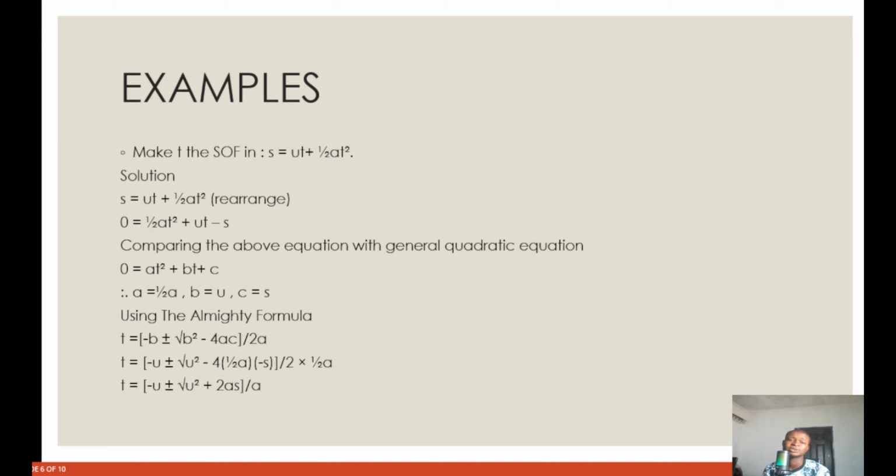So we just need to arrange, and we compare the equation with the general equation so as to analyze our a, our b, and our c. So we now make use of the general formula, which is the almighty formula, to solve our question. So at the end of the day we arrive at this final answer. So that is the idea we use for this question.